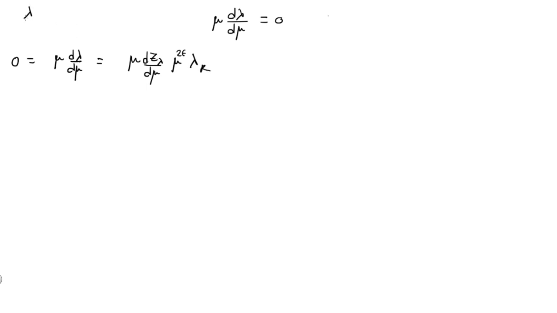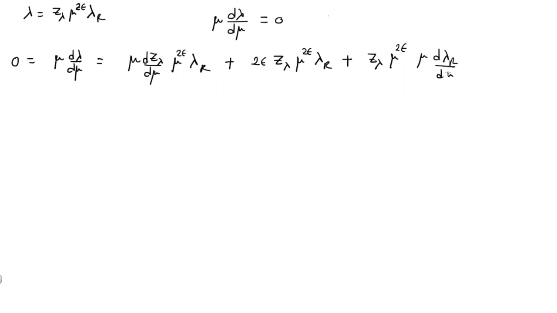Let me write it here. Lambda is z lambda mu to the 2 epsilon and lambda r. I'm differentiating this. Then the second term is, when I differentiate this mu to the 2 epsilon, it gives me a 2 epsilon times mu to the 2 epsilon minus 1. But then I have a mu multiplying here, so that makes it again mu to the 2 epsilon. And finally I differentiate lambda r. So I get z of lambda mu to the 2 epsilon and mu d lambda r over d mu. That's what I get.